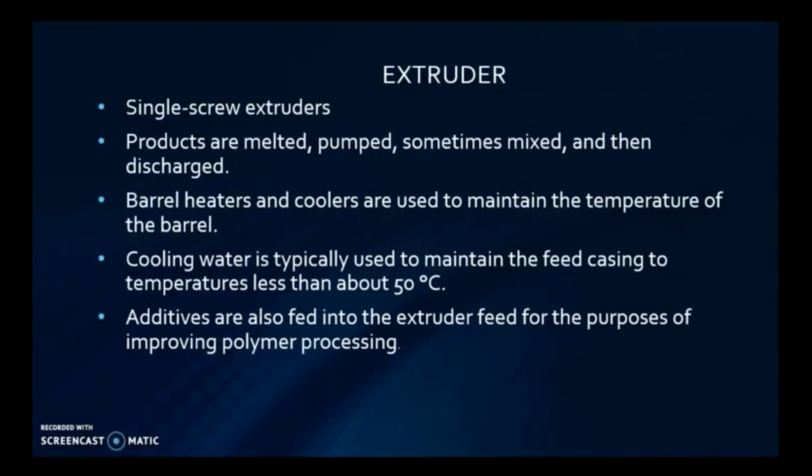Products are melted, pumped, sometimes mixed and then discharged. Barrel heaters and coolers are used to maintain the temperature of the barrel. Cooling water is typically used to maintain the feed casing temperature at less than 50 degrees Celsius. Additives are also used and fed into the extruder feed for the purpose of improving polymer processing.